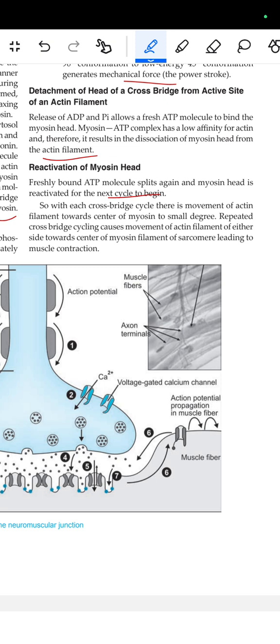Repeated cross-bridge cycling causes movement of the actin filament of the other side towards the center of the myosin filament of the sarcomere, leading to the muscle contraction.